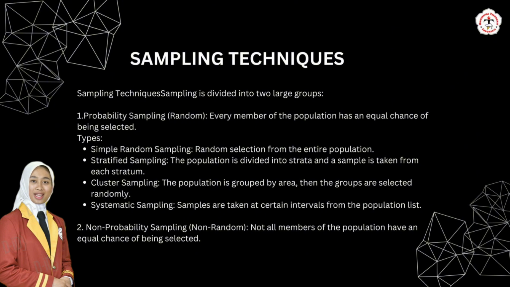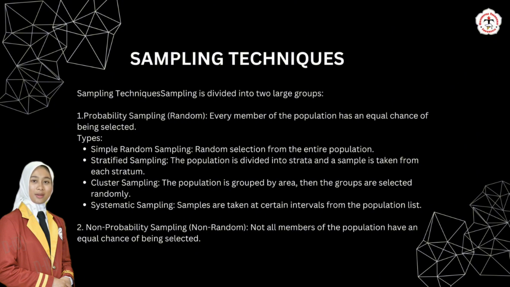Sampling techniques. Sampling is divided into two large groups. First, probability sampling, which is random. Every member of the population has an equal chance of being selected. Types: simple random sampling, random selection from the entire population.